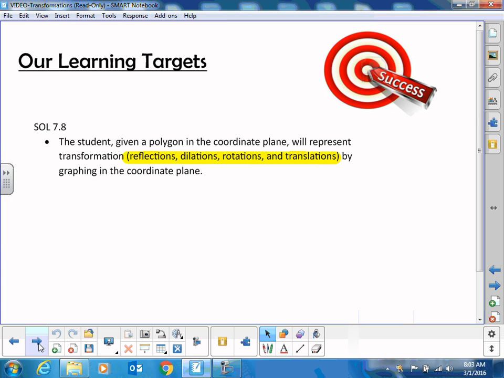So our learning target has changed. We are now in SOL 7.8, which means given a polygon or a geometric figure that has straight sides on the coordinate plane, which we plotted points on early on when we did functions. So we're taking geometry and adding it to plotting points, and we're going to represent those transformations. Again, the four types are reflections, dilations, rotations, and translations, by graphing them on a coordinate plane.